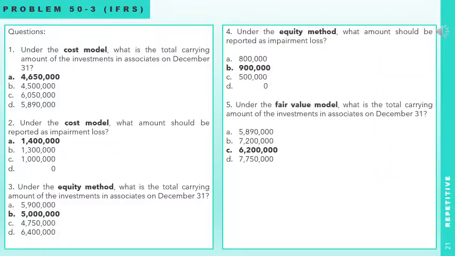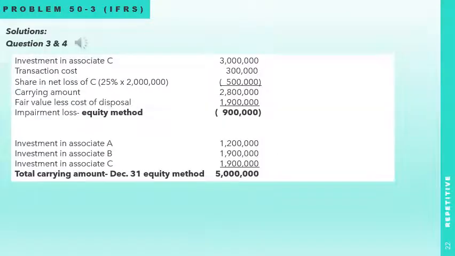Letter B. Ang tanong po sa number 4 sa parehong problem ay kung ano daw po yung marirecord na impairment loss gamit ang equity method. So the choices po ay A 800,000, B 900,000, C 500,000, at D 0. So madali na lamang po ito since nakuha na ni Miss Paglinawan kanina yung mga data na gagamitin natin sa pagkuha ng impairment loss. Sa pagkuha po ng impairment loss, ang kailangan nating gawin ay i-deduct ang carrying amount sa fair value less cost of disposal.